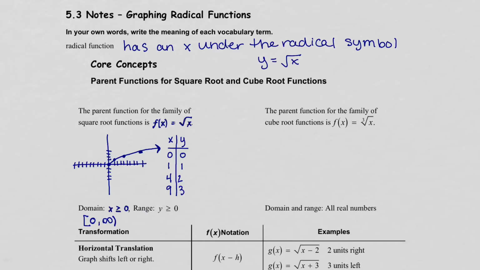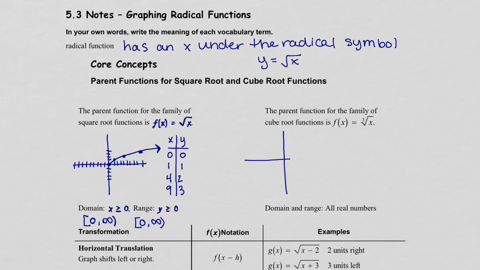And to write the range in interval notation, I'm doing the same thing. It's telling me that y is always going to be greater than or equal to 0. So written in interval notation, that means the lowest point of my graph is 0, but it continues through to infinity. Okay, so that looked easy. That looked nice and clean. Let's try this now with the cube root function.